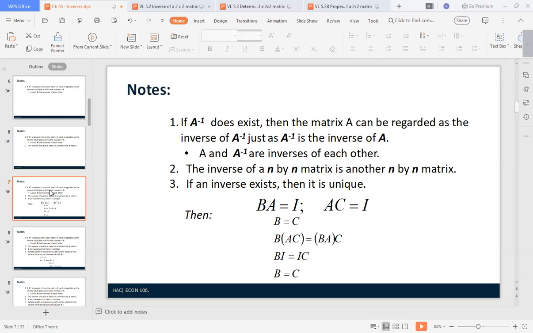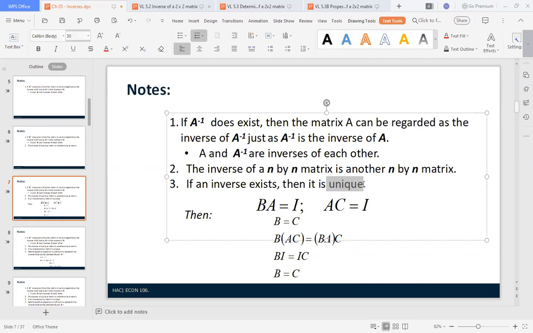If an inverse exists, then it is unique. So when we say unique, class, what does that mean? It means there is no other like it, no other. So if an inverse exists, then it is unique. What am I saying? It just means that the matrix A cannot have two different inverses.